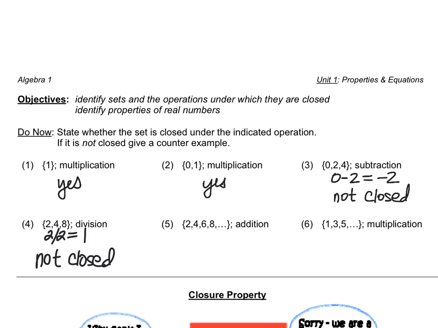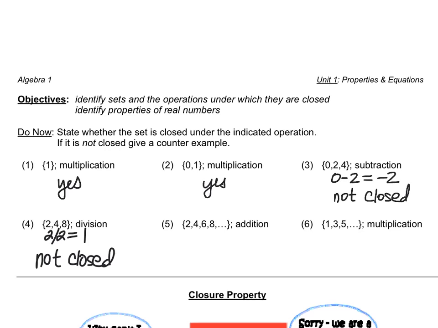Now, you may not have come up with 2 divided by 2. Maybe you said 2 divided by 4. Maybe you said 2 divided by 8. A lot of different possibilities. Bottom line is you just need one case. Now, the dots in numbers 5 and 6 mean that the trend that you see there continues.